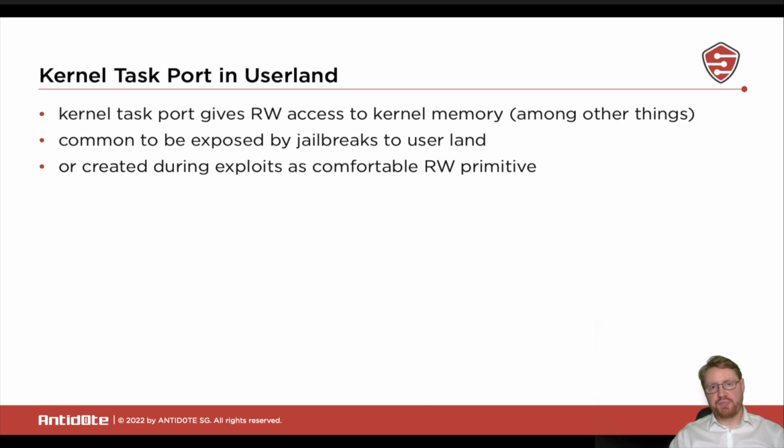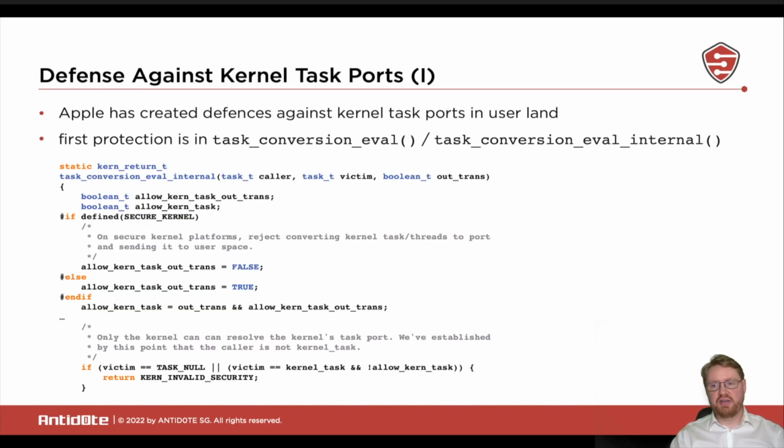So the other use case is also that jailbreaks often made this kind of port available to the researcher, because then the researcher has easy read-write access to kernel land by just using this port that he can ask for. So anyway, Apple didn't like that, so they started building up defenses. And of course, the previous defenses already are some kind of defenses against this, but they go further here.